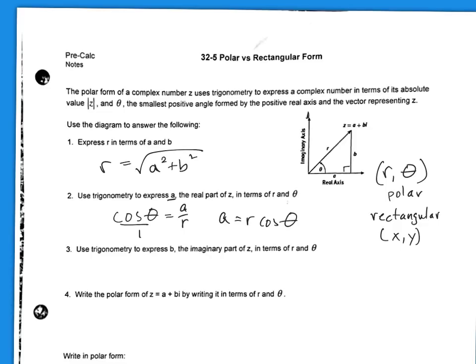This already sort of starts feeling like polar. R cosine theta, r sine theta. So we're going to do the same thing for b. b is the opposite, and so this is going to be sine of theta equals b over r. And again, if we cross multiply, we get b equals r sine theta.